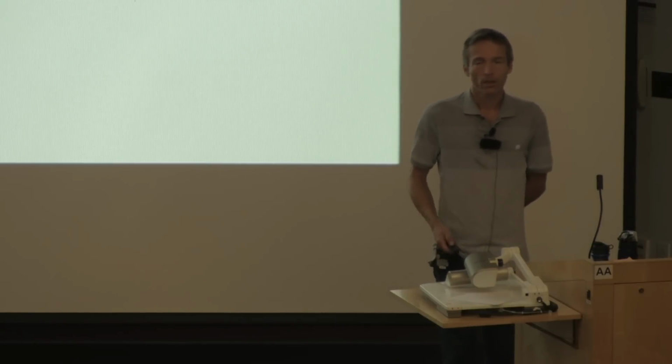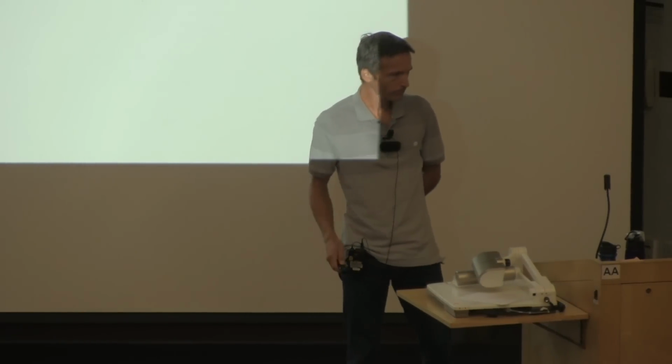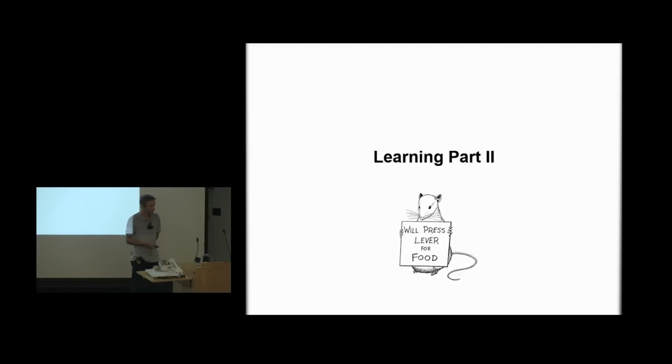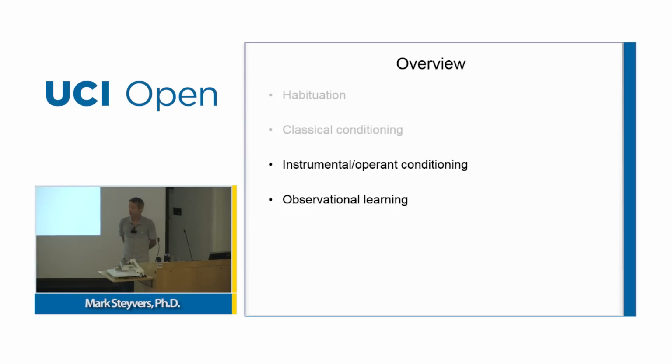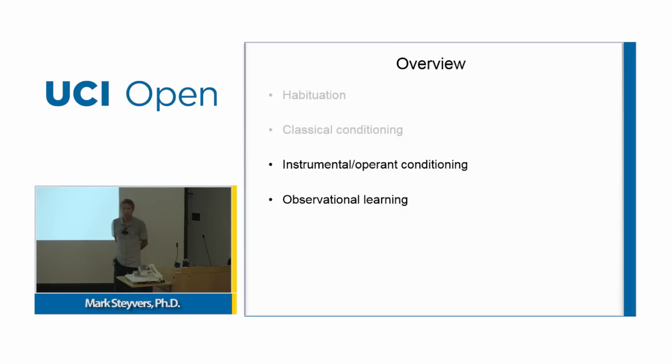All right. So this is the last part on learning before we go on to thinking. So last time we talked about habituation and classical conditioning. And today we'll move to some of the more powerful forms of learning. Instrumental conditioning, also known as operant conditioning, and observational learning.